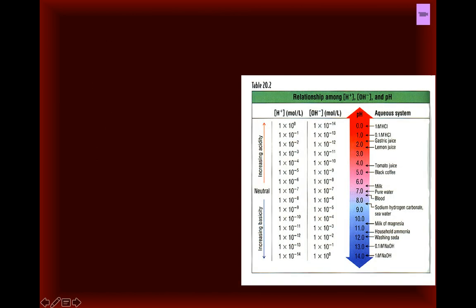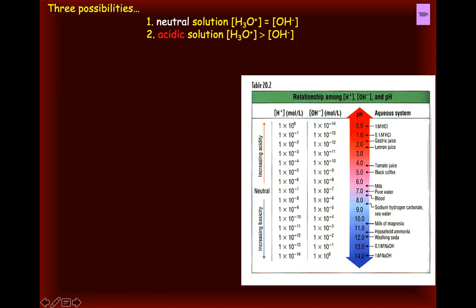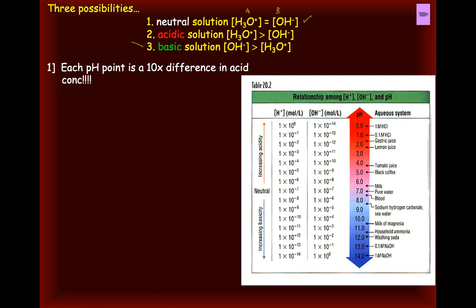So how can we actually use this scale now that we have a better understanding of what we would use it for? There are really 3 possibilities. You could be a neutral solution where the H3O plus equals the OH. Again, this is your acid, this is your base. You can be an acidic solution where the acid is greater than the base. Or you could be a basic solution where the OH is greater than the H plus. And sometimes we say alkaline here.